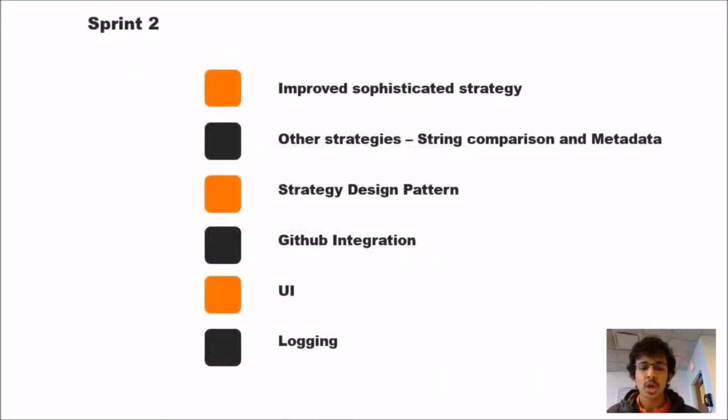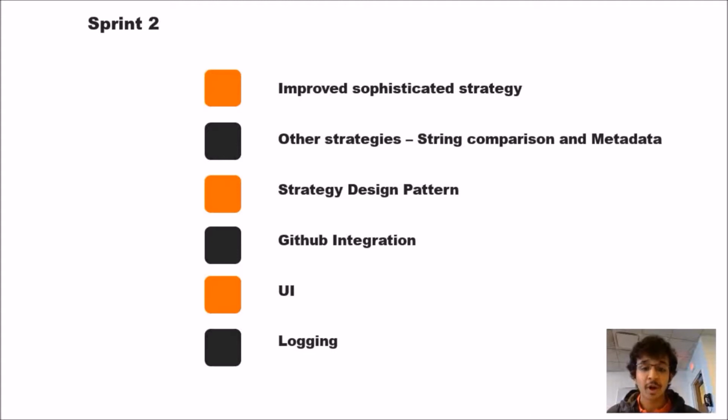In Sprint 2, we implemented the strategy design pattern, which gave the instructors the opportunity to choose strategies on demand to calculate plagiarism. We also integrated the JGit API, thanks to which we were able to pull in student submissions files directly from Git.